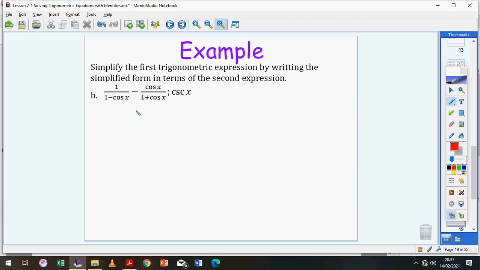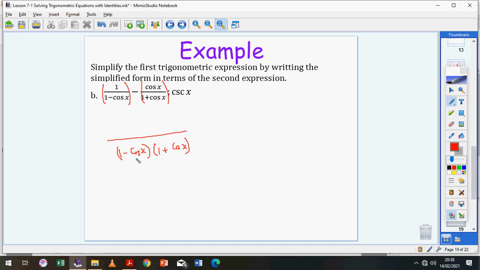I'm also still going to use algebra here. I have two fractions, and I'm going to add or subtract those two fractions. I'll start by finding the LCM. The LCM is going to be the product of the two denominators, 1 minus cosine x and 1 plus cosine x.